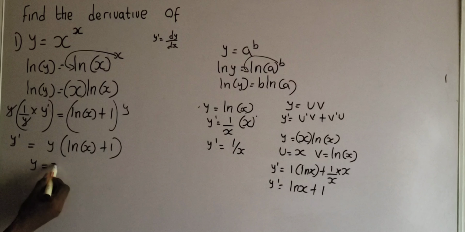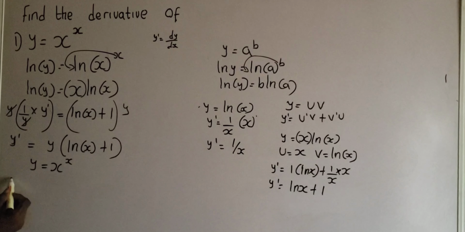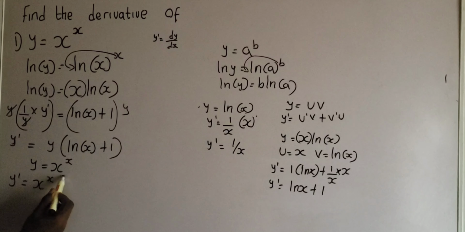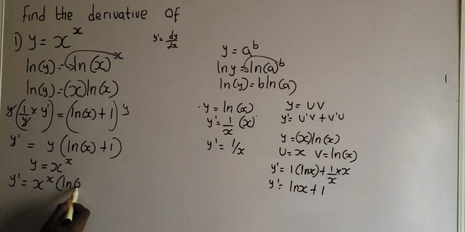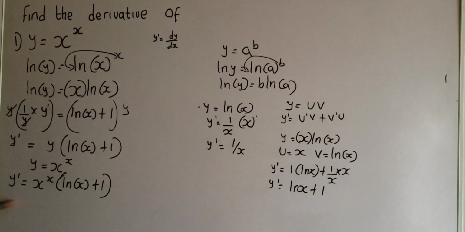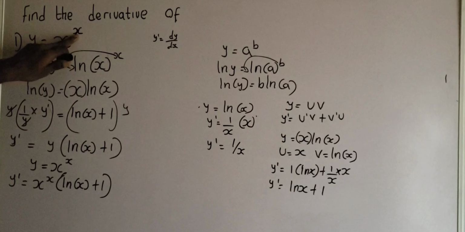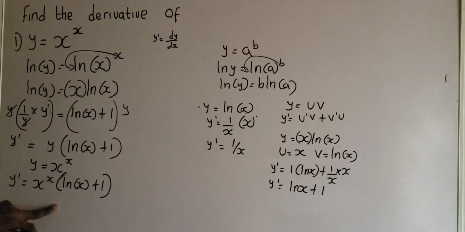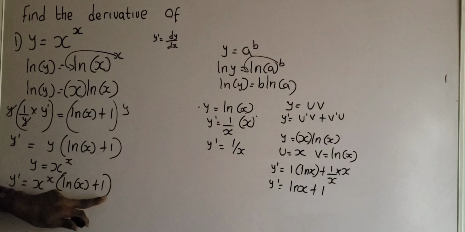Y is equals to x raised to the power of x. So the derivative of y is equals to x raised to the power of x multiplied by ln x plus 1. You understand? So the derivative of y is equals to x raised to the power of x is what? X raised to the power of x into bracket ln x plus 1.